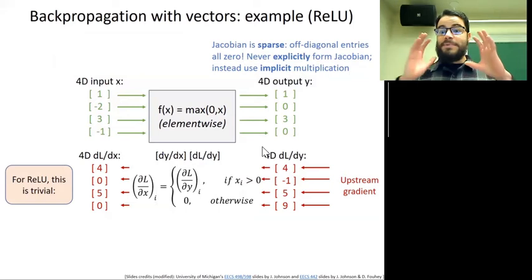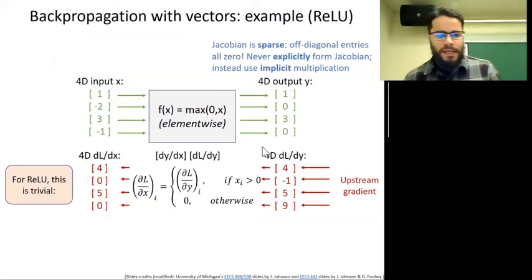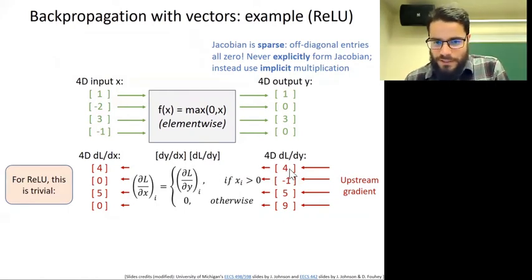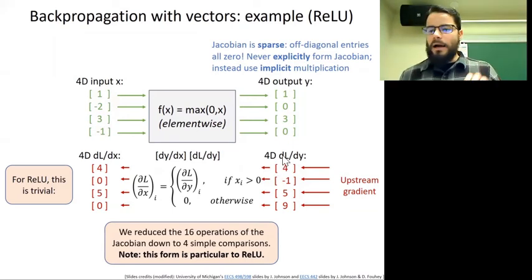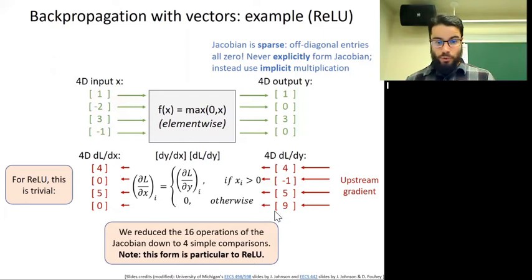For ReLU, this behavior is actually very trivial, okay? So what happens is that you look at the element of the upstream gradient. If this element is positive, then you just pass it through. If it's negative, you just pass 0, okay? And then what we did here is that we reduced 16 operations of the Jacobian down to just 4 simple comparisons, okay? This form is going to be particular for ReLU. In other words, when you are working with the multiply gate, this is going to be different. If you're working with different gates, this behavior is going to be particular to these gates, okay? So this formula here only holds for ReLU.